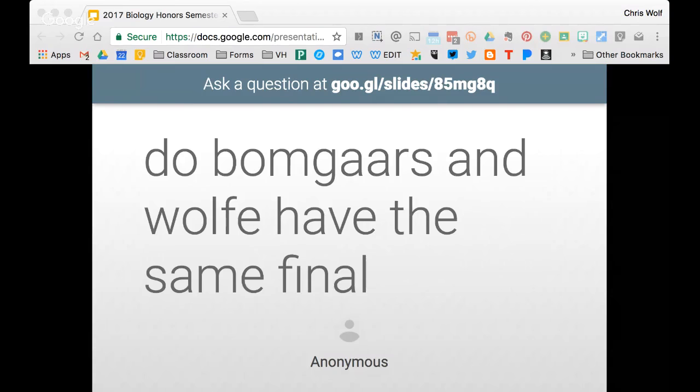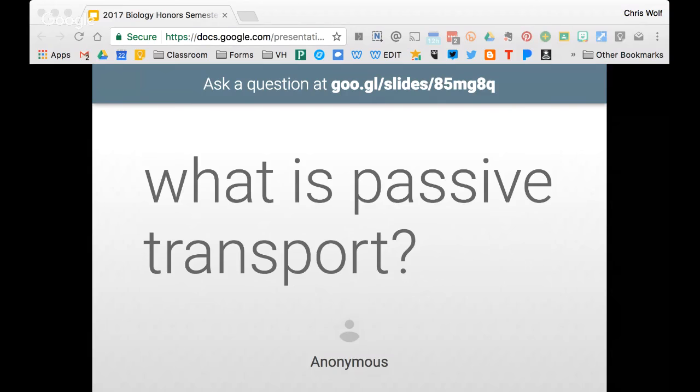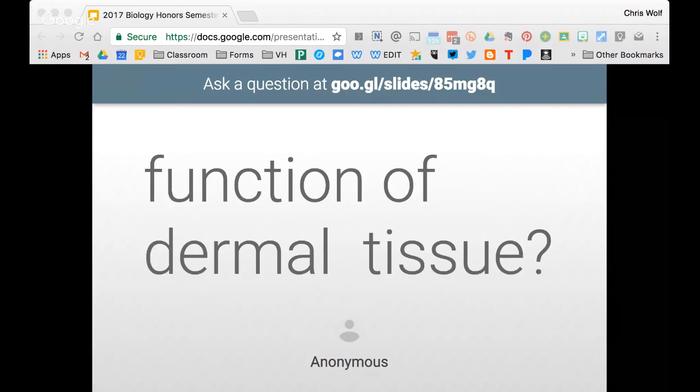What is passive transport? You should know that from first semester. How dare you ask that question? No, I'm just kidding. Passive transport requires no energy for movement. So osmosis, the way water gets into the xylem, is a form of passive transport. Function of dermal tissue, it's protective. Just like your skin protects you, like in your immune system. Look at that connection. And in plants, it protects them from outside forces like water loss from the tissues and from bacteria and viruses. Yes, bacteria and viruses can infect plants.